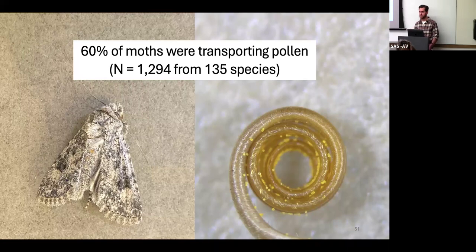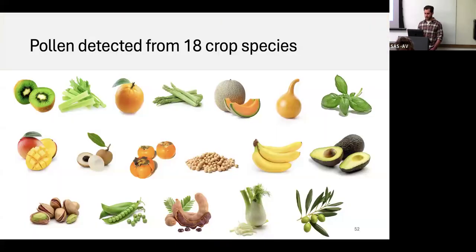And it wasn't just the larger, more colorful moths. It is the boring, dull moths that you probably don't even give a second thought. This proboscis here with all this pollen came from this little, what I consider kind of a boring little gray-brown moth here. I also found that these moths were carrying pollen from 18 different crop species. That's everything from kiwis to oranges to different kinds of nuts, bananas, you name it, all sorts of different fruits and vegetables that these moths were helping to pollinate.